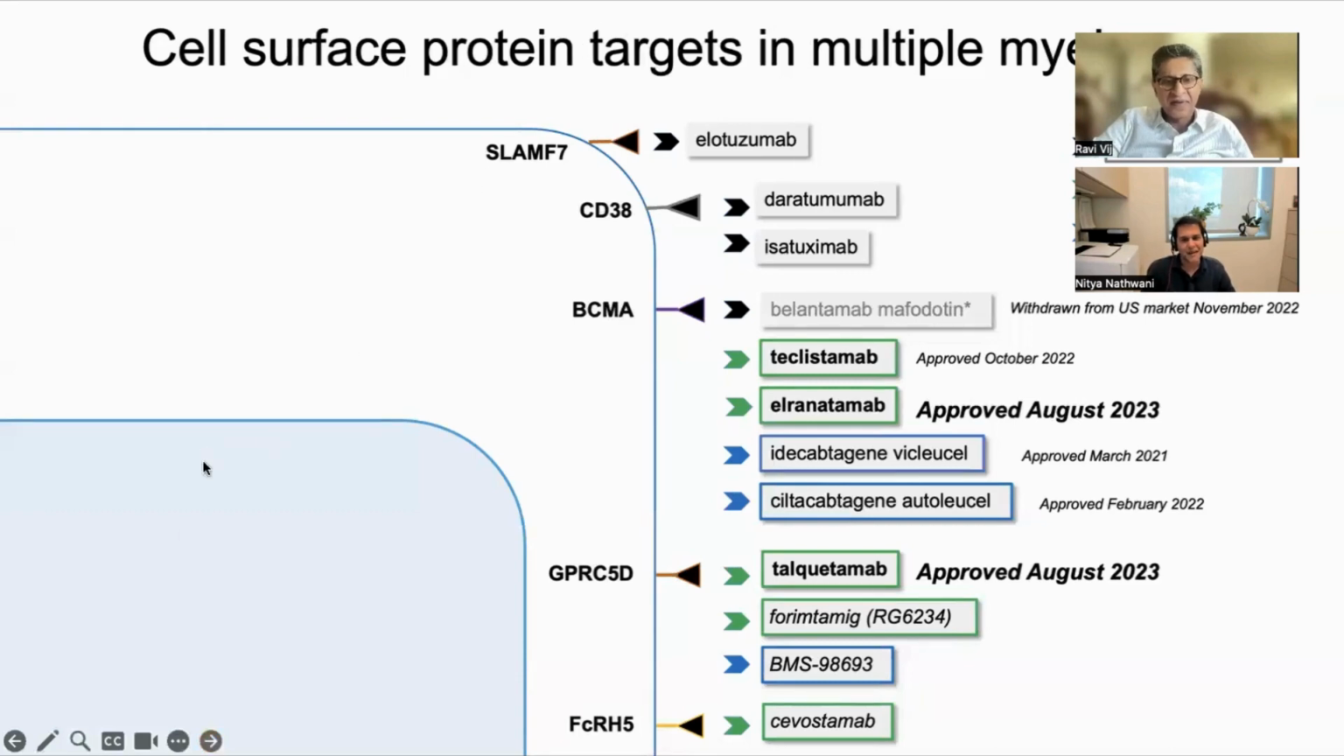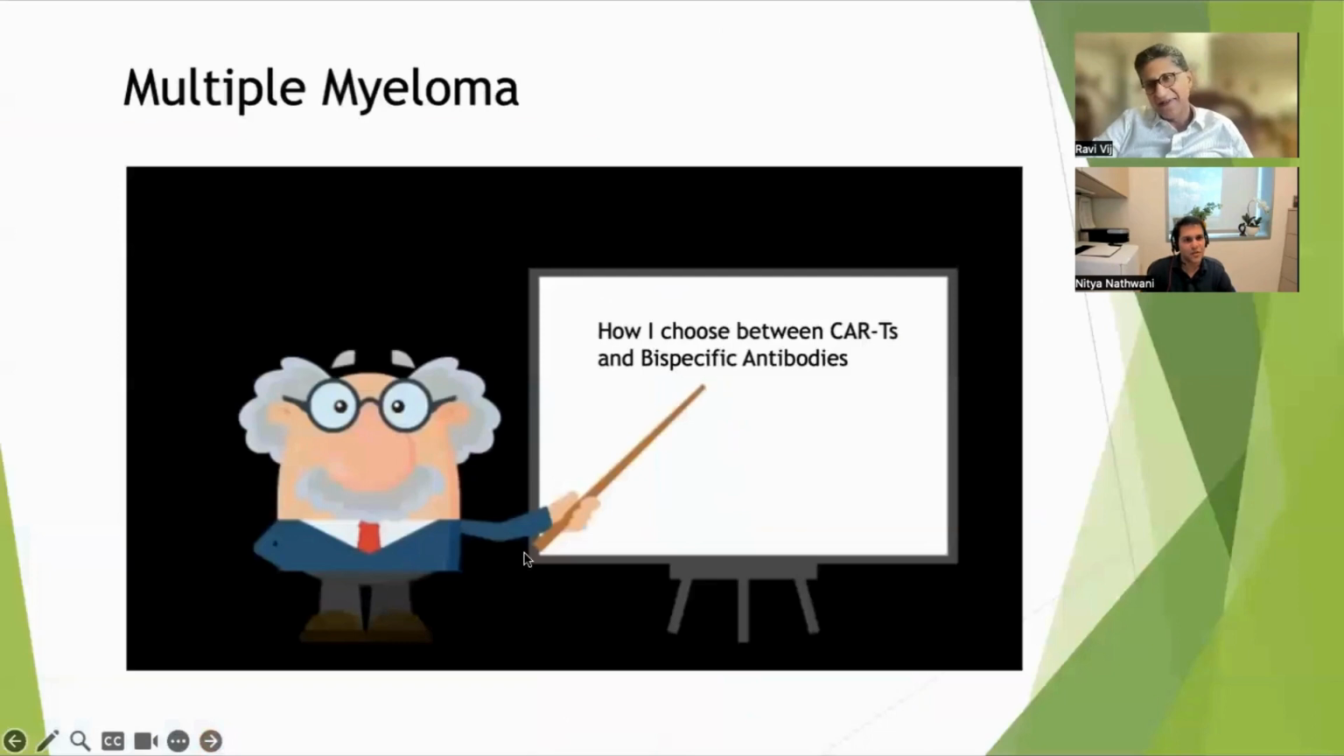Yeah, so I'm not completely sure where I will end up using them. I think I would like to use them earlier. Currently we're using it in the fifth line, which is too late. I would like to use it in earlier lines. I probably wouldn't want to use it in the first relapse yet. Probably the second or third relapse is where I see it being used. And the reason for that is we are seeing some excellent responses even in the fifth relapse in patients.